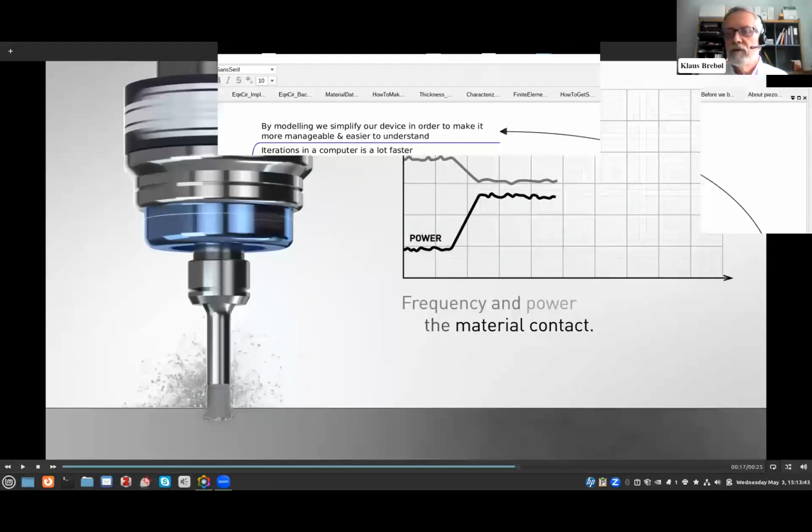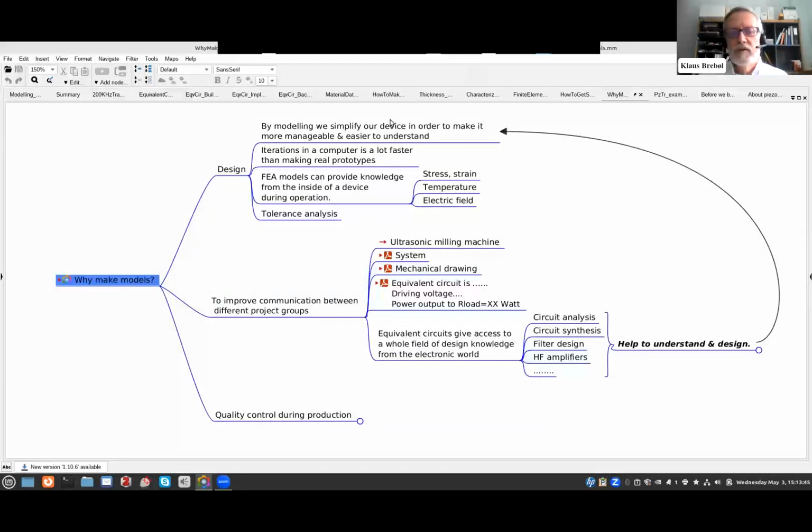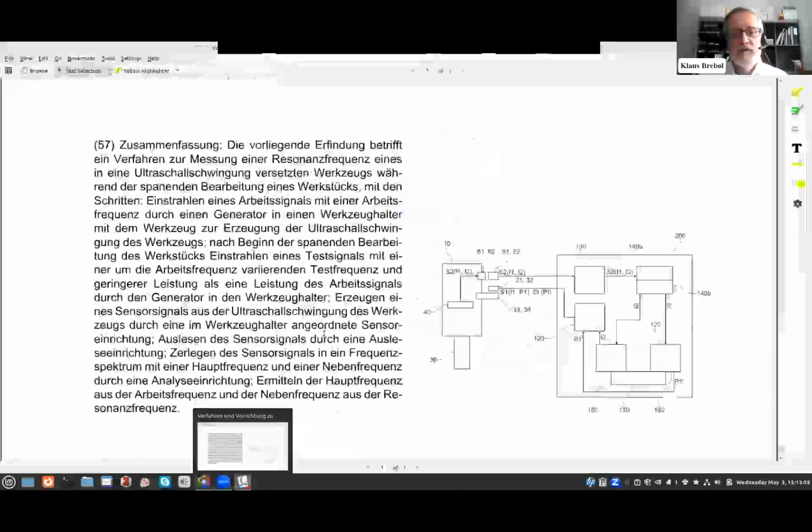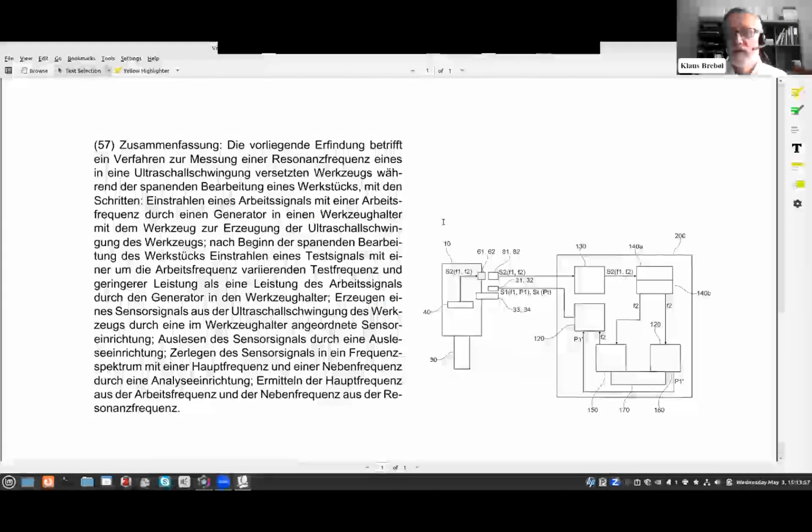Just a moment. Can you see the memory map overview now? Yeah. Okay. So now I'm trying to show you a patent application. Let's see. Can you see it? Yes.